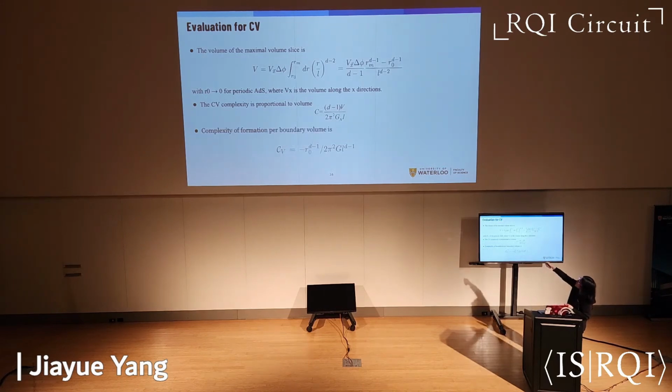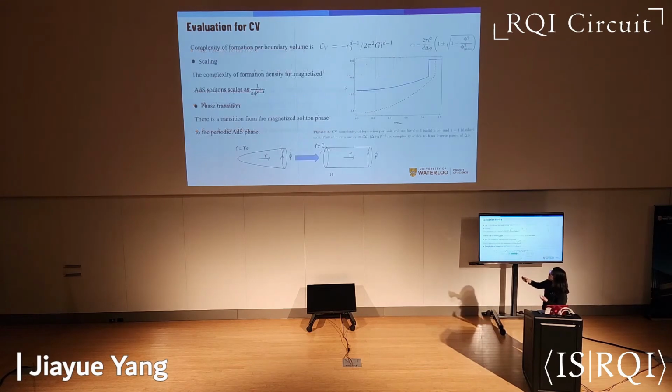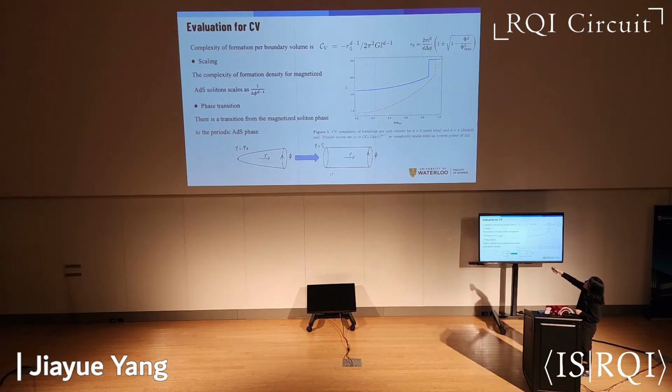It's proportional to R0 to the d minus 1, and as we know, R0 is proportional to 1 over delta phi. So we can get that the complexity is proportional to 1 over delta phi to the d minus 1. If we plot this complexity, we get this diagram. It is a function of the Wilson line, and when we increase the Wilson line, we find that there is a phase transition from the AdS soliton to the AdS case.